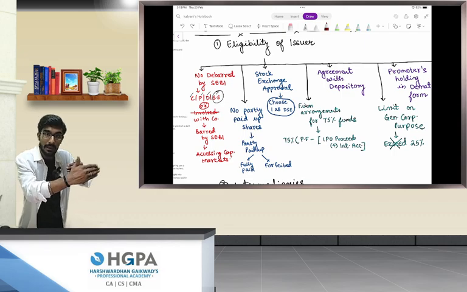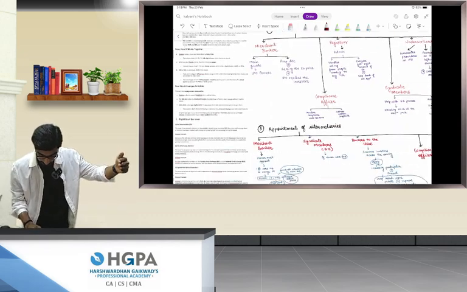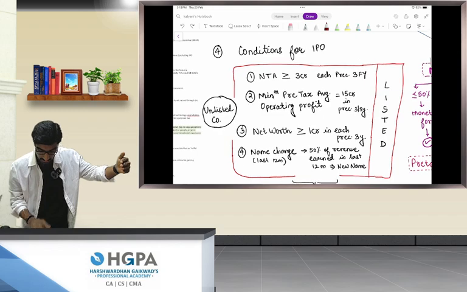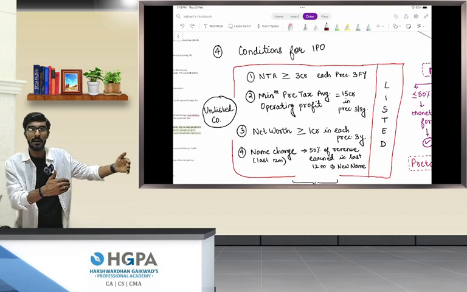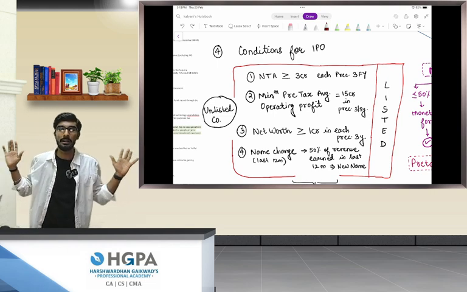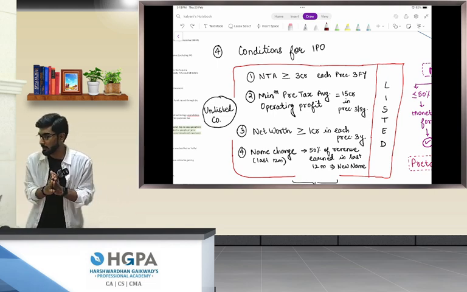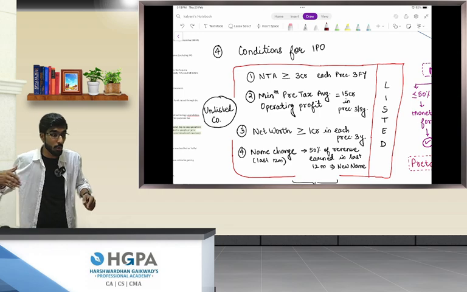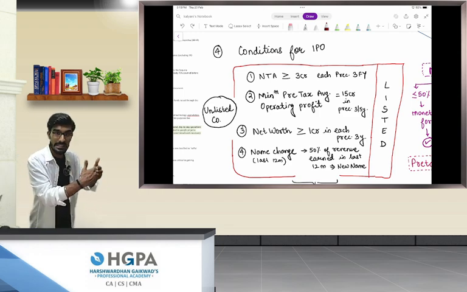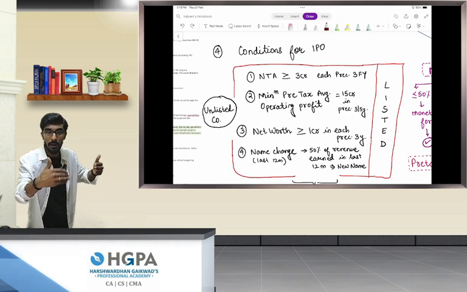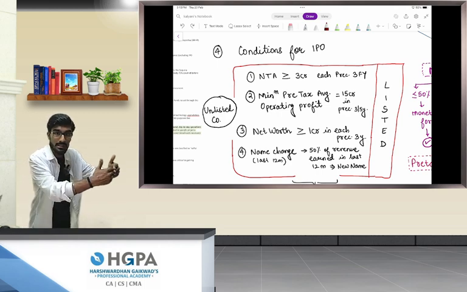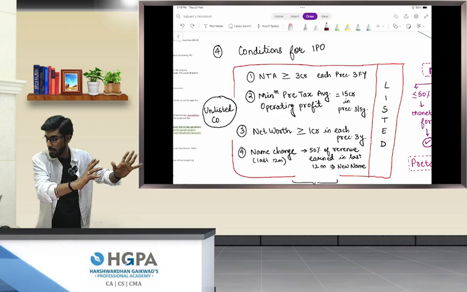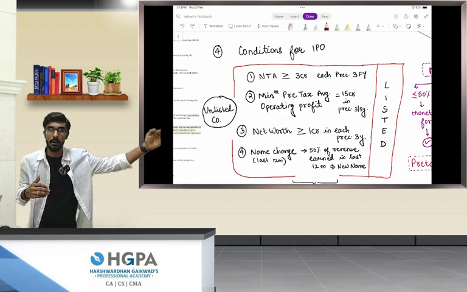Once he clears CMA Inter, then come the final conditions for IPO. Once he clears this final step, he will be done with the IPO and his shares will be listed. So he needs to pass through two sets of conditions. Number one is eligibility of an issuer. Number two is conditions for an IPO. Clear? Then only he will become a cost accountant.